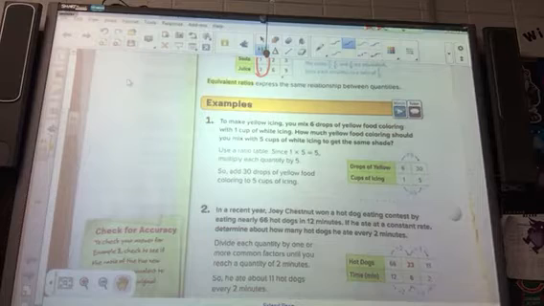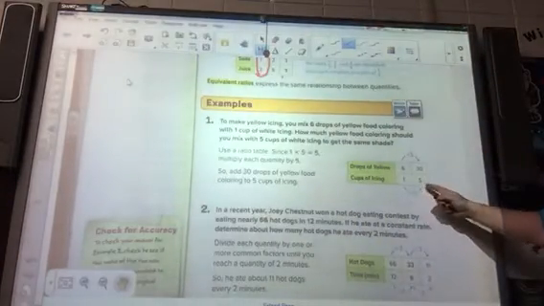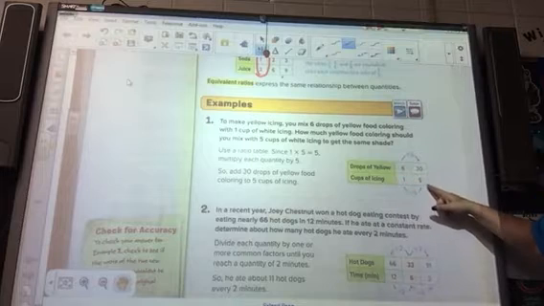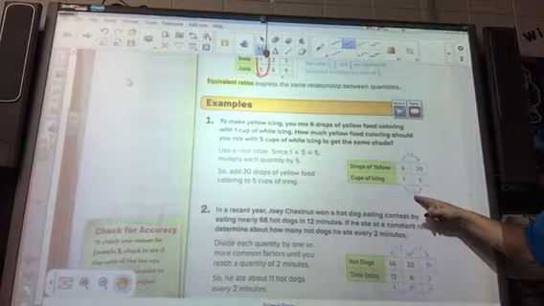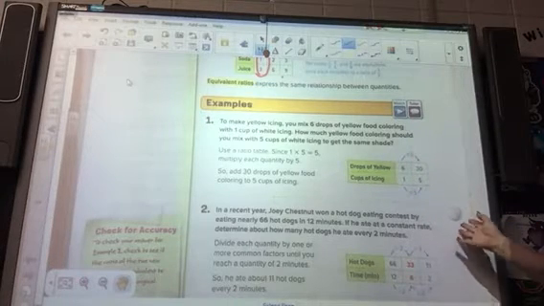So as you notice on the right, all they did was they took the yellow over the icing, 6 over 1, and they knew that they wanted 5 cups. So they went ahead and put that 5 in their table. Well, then they had to figure out how do we get from 1 to 5, and they decided, well, I multiplied 1 times 5 to get 5. What you do on the bottom, you have to do on the top. 6 times 5 is 30.